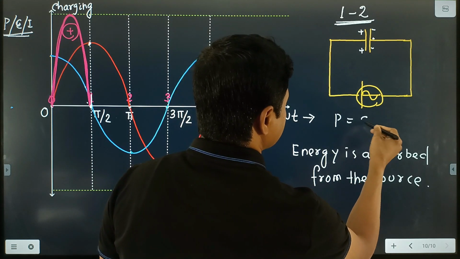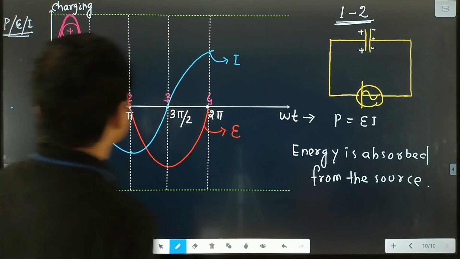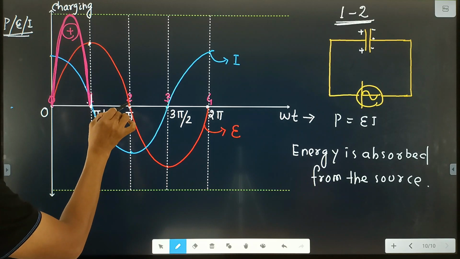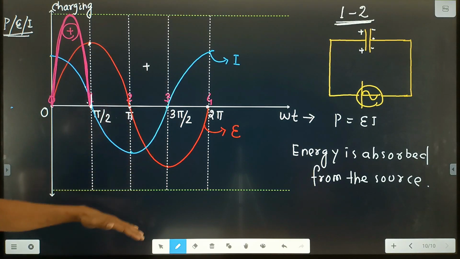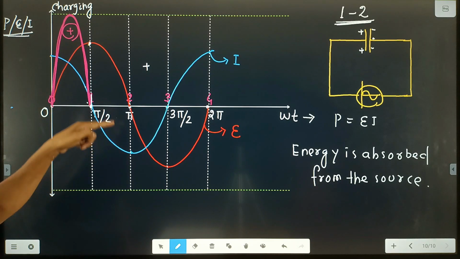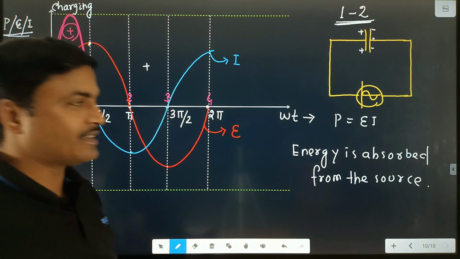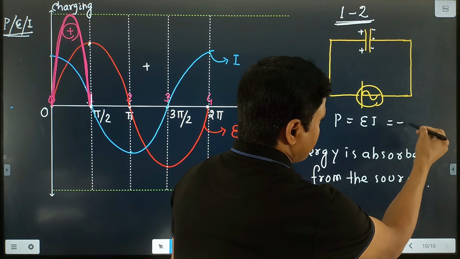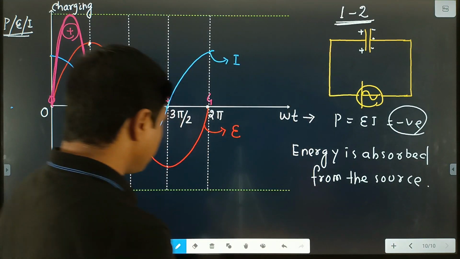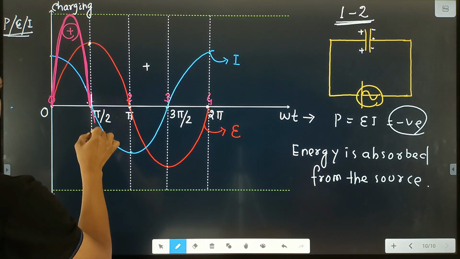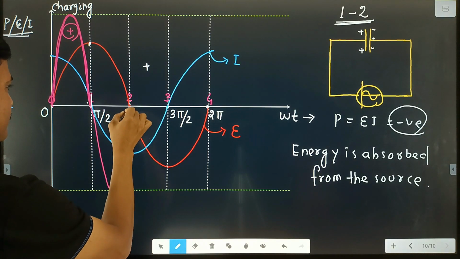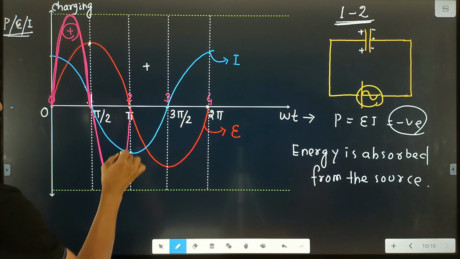P is equal to the same thing, E multiplied by I. Here E, or voltage, is positive, because this side is positive and this side is negative. Current is negative, so positive multiplied by negative is negative. Power is on the negative side, so we draw the graph for the power. This is the graph for the power between 1 and 2.